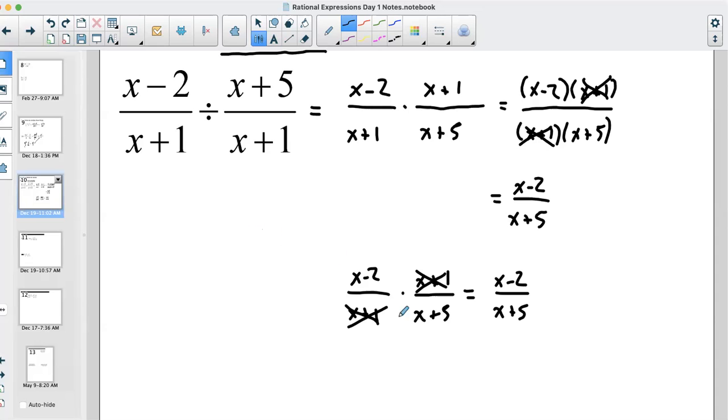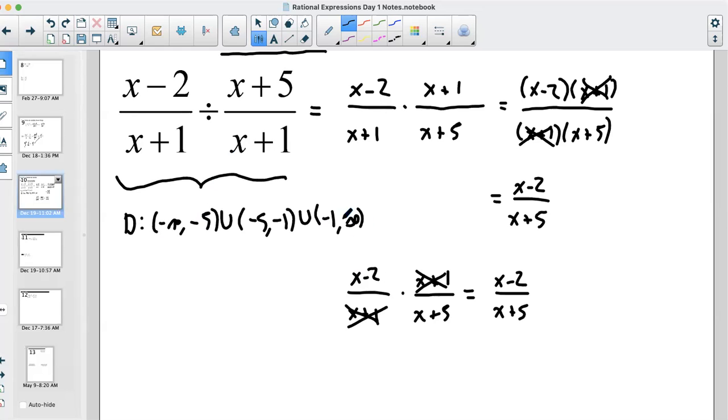Just for funsies, if I was going to write the domain of this function here, it would be negative infinity to -5, -5 to -1, -1 to infinity. Because I have to pay attention to both of these denominators, even though I canceled this one out at the end. You don't get to just ignore the x plus 1 on the bottom because you canceled it out later on in the problem. The domain is about the original function.